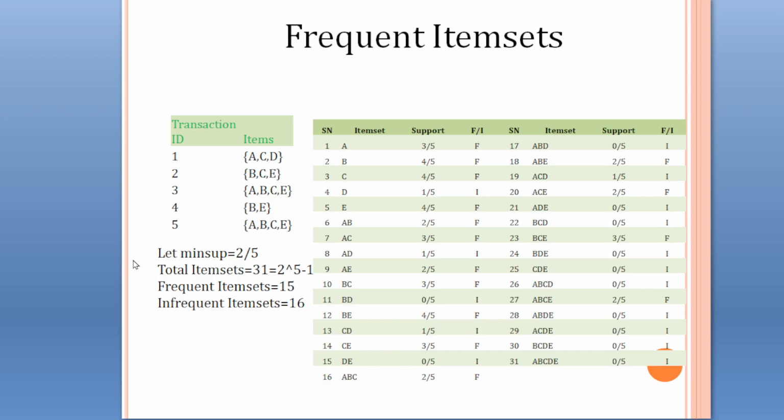Now, because we are given that minimum support is equal to 2 by 5, all those item sets that satisfy this condition are termed frequent. Here we have 1 by 5, but minimum support was 2 by 5, so we classify it as infrequent. This is also infrequent. 0 by 5 is infrequent, 1 by 5 is infrequent. In this way, we can identify frequent and infrequent item sets.